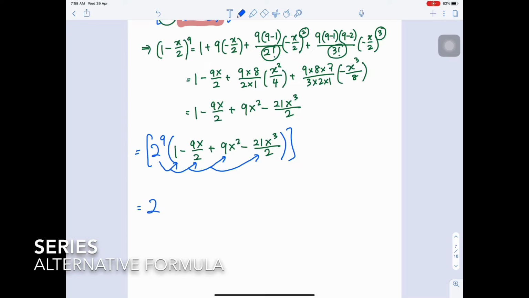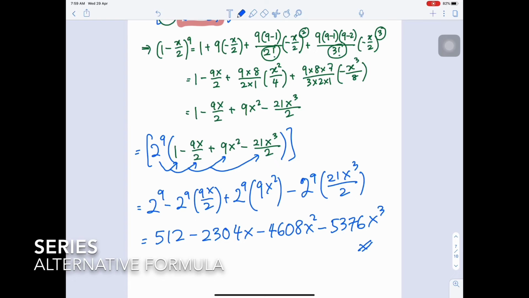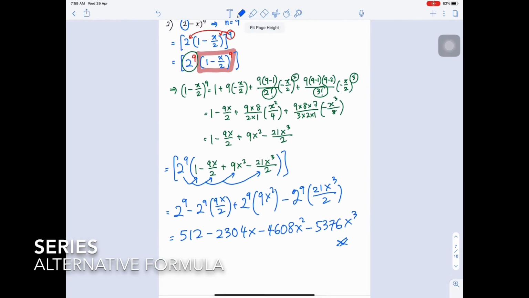So we get 2 power of 9 minus 2 power of 9 times 9x over 2 plus 2 power of 9 times 9x squared minus 2 power of 9 times 21x cubed over 2. And then the answer by using calculator: 512 minus 2304x minus 4608x squared minus 5376x power of 3.